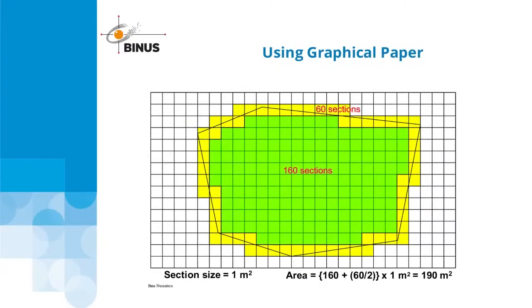After calculating the amount of full and partial sections, we sum them together and multiply by the size of one single section. So, the area is 160 full sections plus 60 divided by 2 partial sections, multiplied by 1 meter square, which is the size of one full section. This gives the value of 190 meters square.